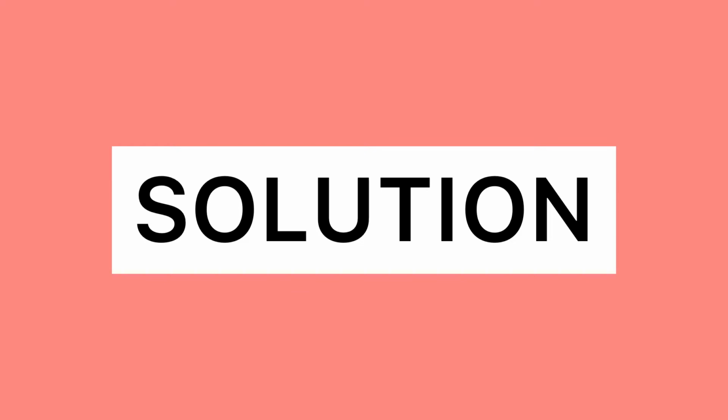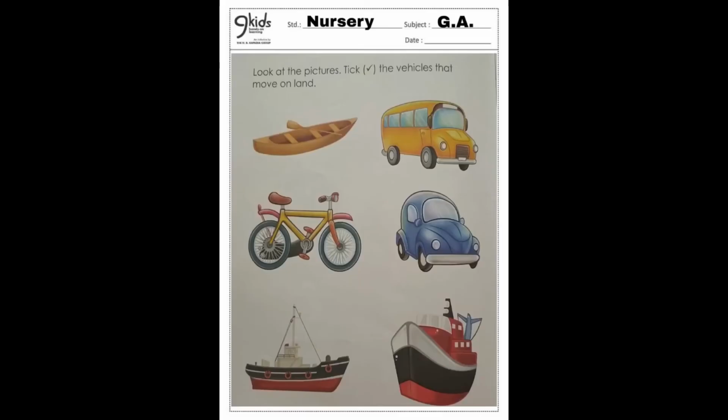Now let's see the solution of the worksheet. I had given you a practice worksheet of vehicles that move on land. You had to tick the vehicles that move on land. Here, first picture is of a boat. Boat does not move on land, so we will not put a tick mark.